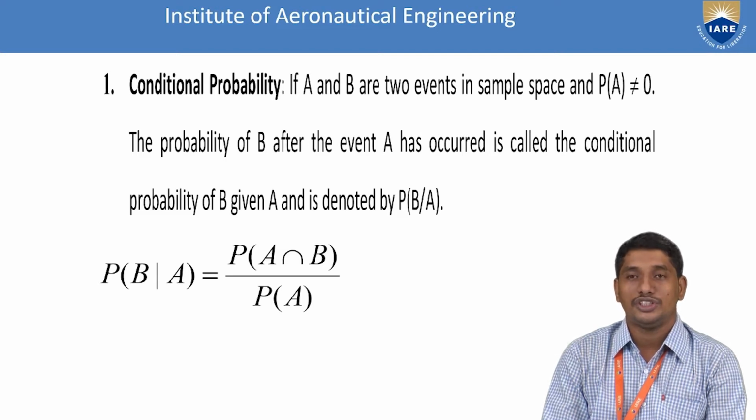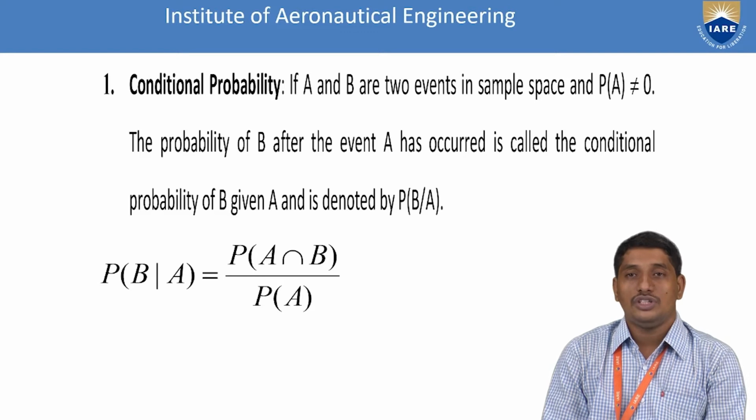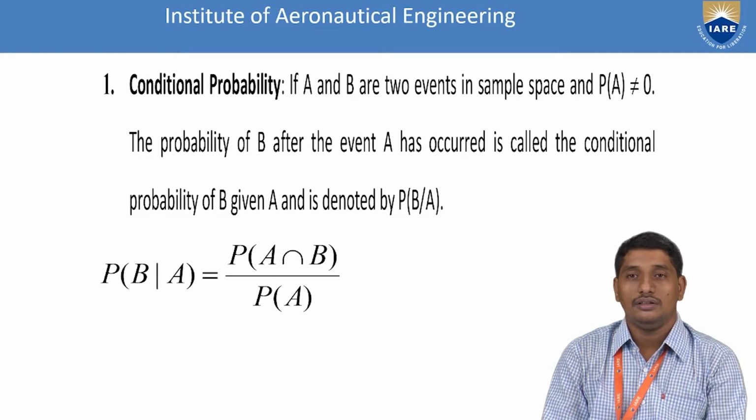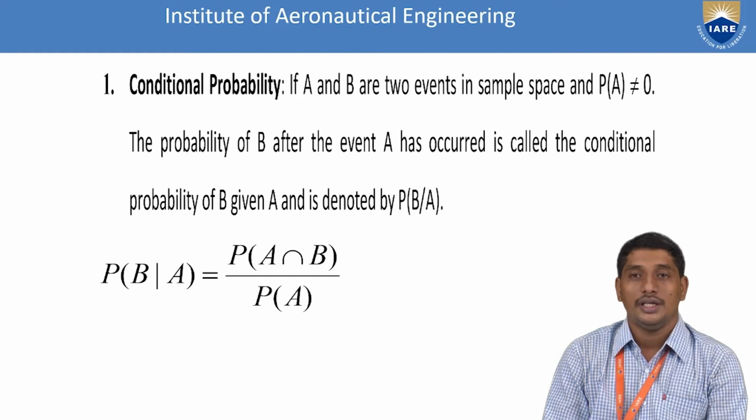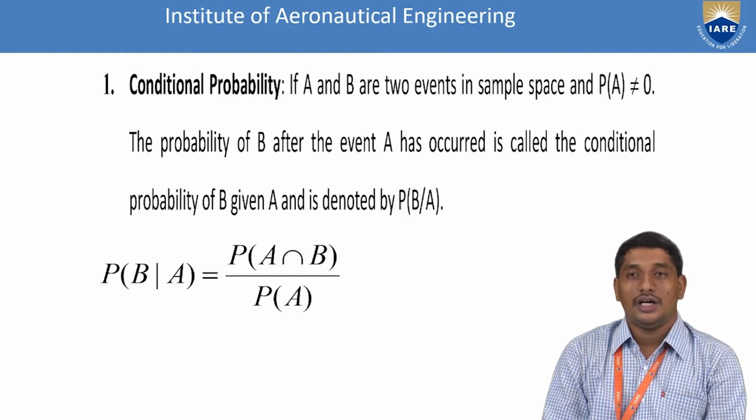That is P of A intersection B over P of A. So P of B given A is mathematically defined as P of A intersection B over P of A. If you see a Venn diagram with two events A and B sharing a common region A intersection B, then P of B given A is nothing but the common area divided by the area of the circle represented by A.